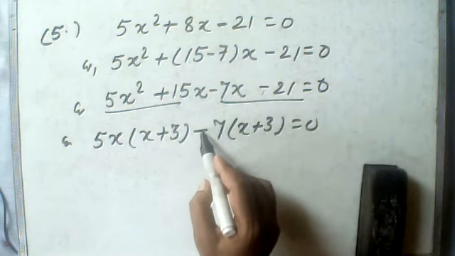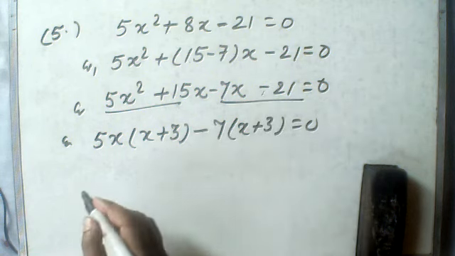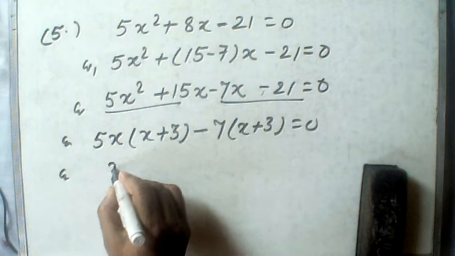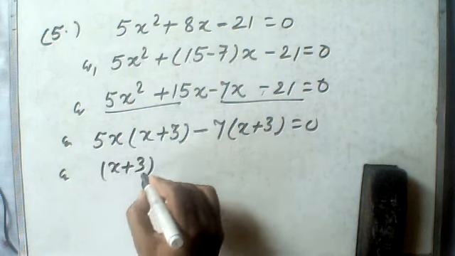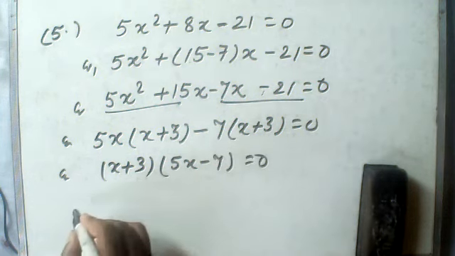So again we multiply minus by plus, we will have minus. 7 into 3 is 21, minus 21. x plus 3 is common again. We will have 5x minus 7 is equal to 0.